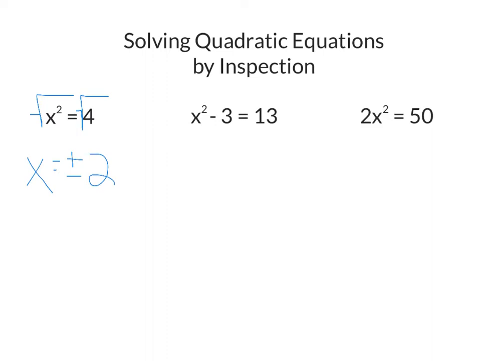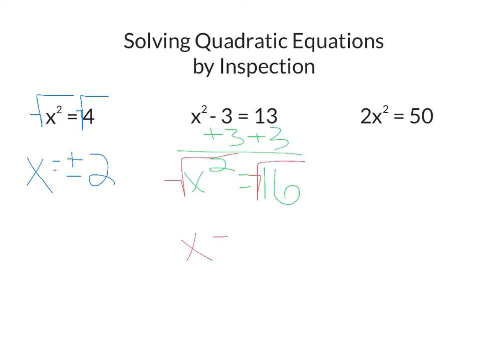Looking at my second example, the first inverse operation I would have to use is addition, because I need to try to isolate x. So I would add 3 to both sides of my equation to get x squared equals 16. Then to undo the square, I would take the square root of both sides of my equation and get x is equal to plus or minus 4.